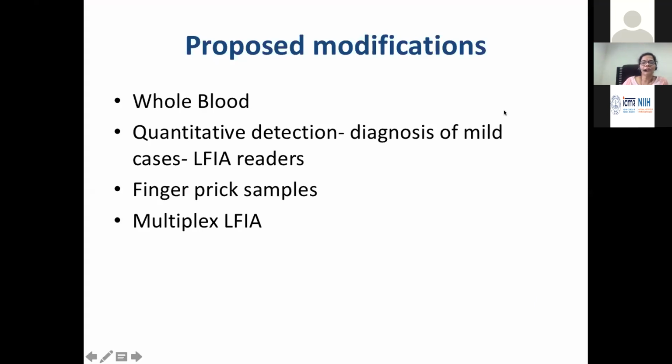So these are some of the proposed modifications, and we are in continuous touch with the technical group of the company. We want to bring it for whole blood. We want to do a quantitation of factor 8 or VWF. We want to see whether finger prick samples are okay. We also want to see whether factor 8 and VWF can be detected in the same kit. These are some of the proposed modifications which we want the company to develop.